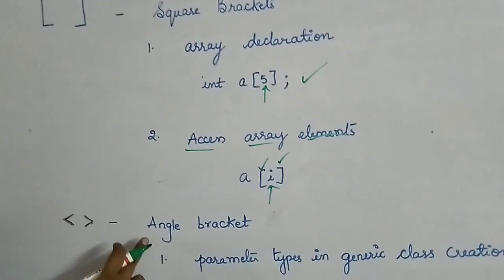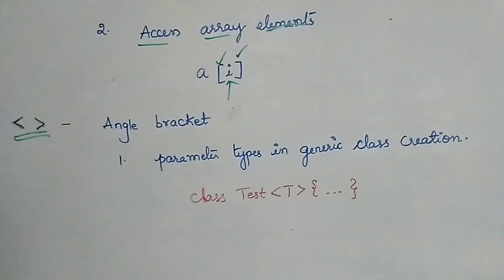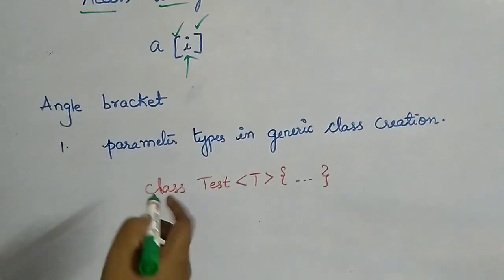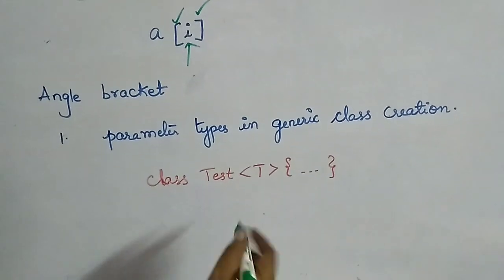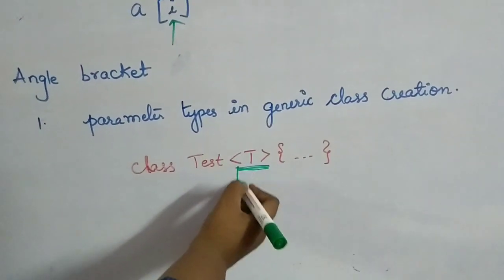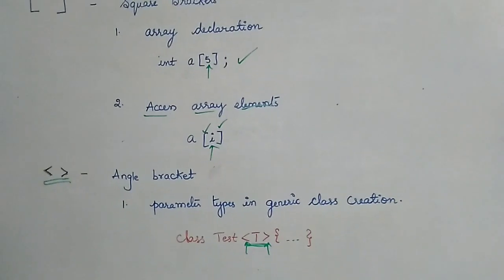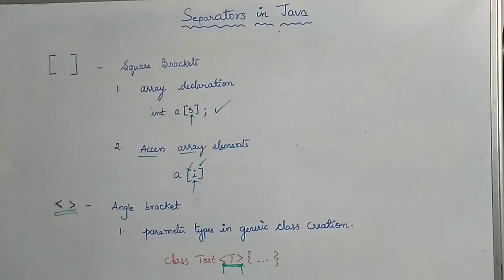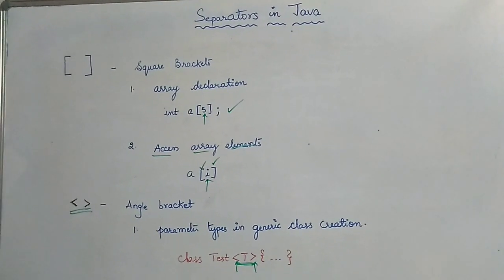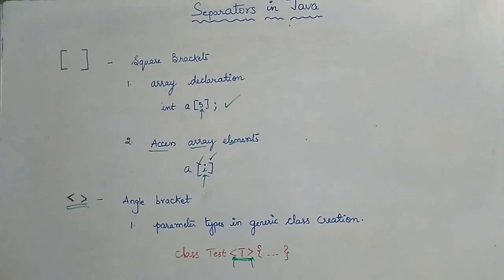And the last one is the angle bracket. This is how the angle bracket looks. Angle brackets are used in generics, to specify the parameter type. This is how the parameter is mentioned inside the angle brackets. And these are the separators. All the separators like curly brackets, parentheses, square brackets, angle brackets should be used in pairs. Now we'll see punctuators.